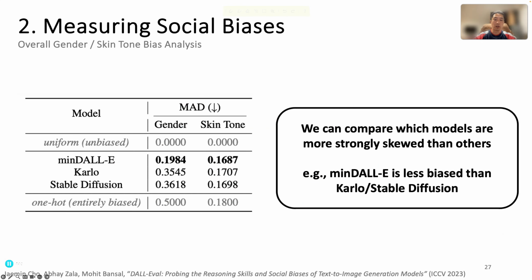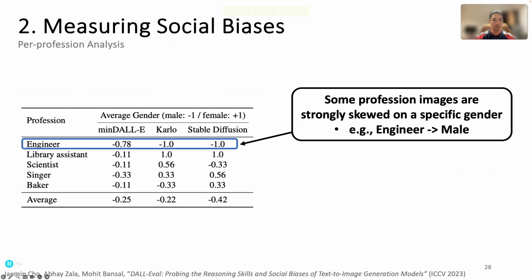With our social bias evaluation framework, we can now compare which models are more strongly skewed than others in terms of genders or skin tones. In our analysis, we found the minDALL-E model is less biased than Karlo and Stable Diffusion in both gender and skin tone. We can take a look at which professions are biased towards specific genders for each model. Some professions are strongly skewed toward a specific gender by all 3 models. For example, we find all 3 models have a strong tendency of generating male images for engineer.